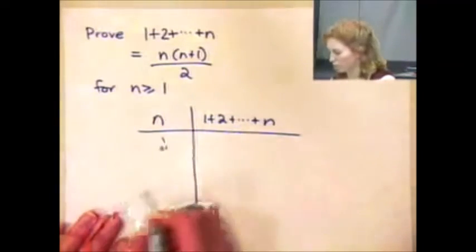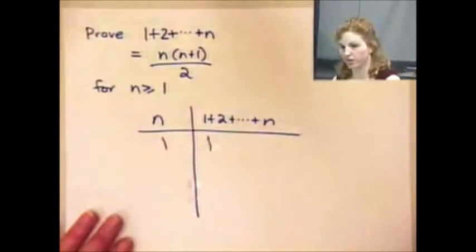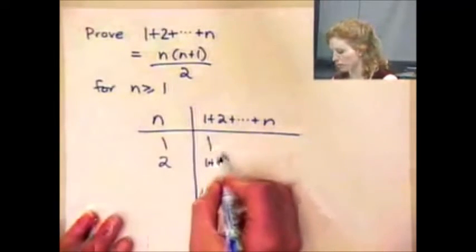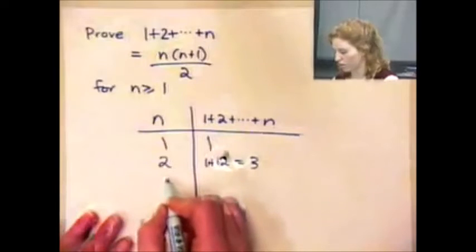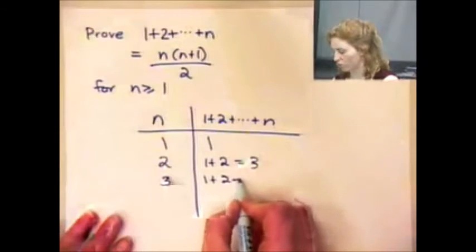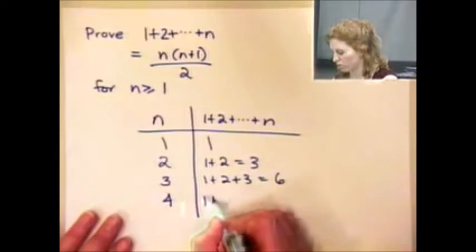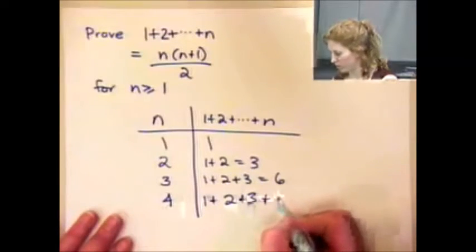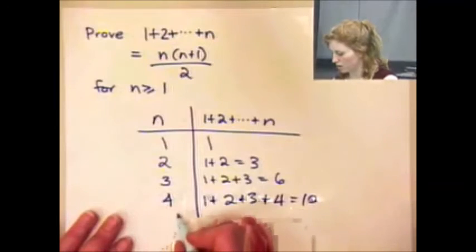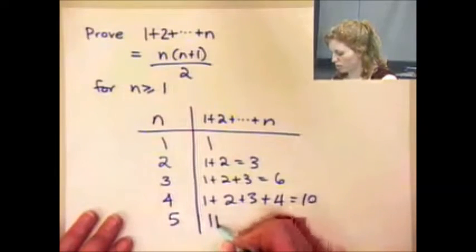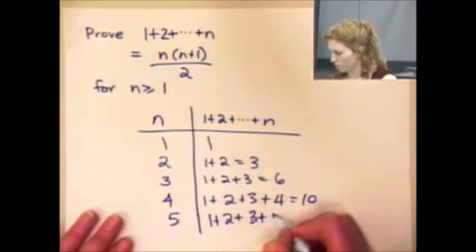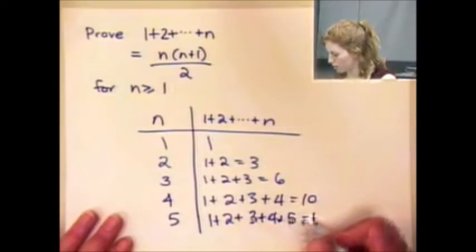So here, if n equals 1, I have one term in the sum, and it's just 1. If n equals 2, it's 1 + 2, which equals 3. If it's 3, it's 1 + 2 + 3, which is 6. If it's 4, it's 1 + 2 + 3 + 4, which is equal to 10. And 5 is 1 + 2 + 3 + 4 + 5, and that's 15.